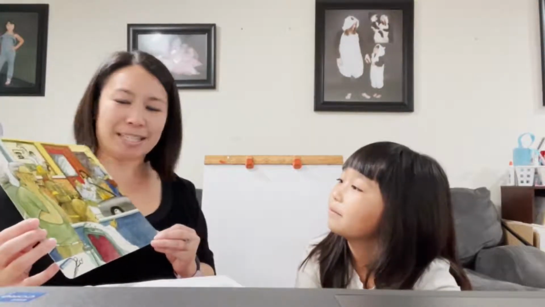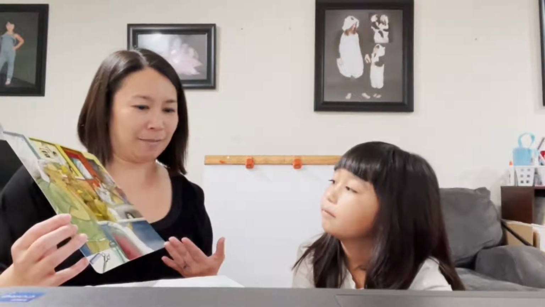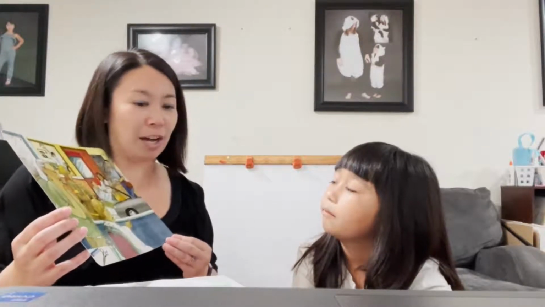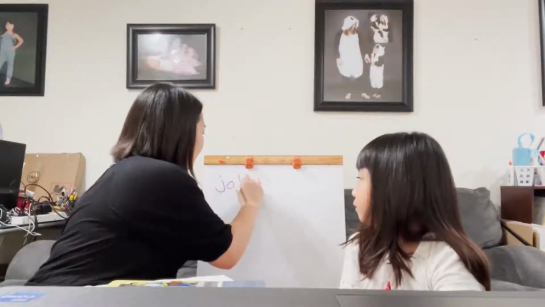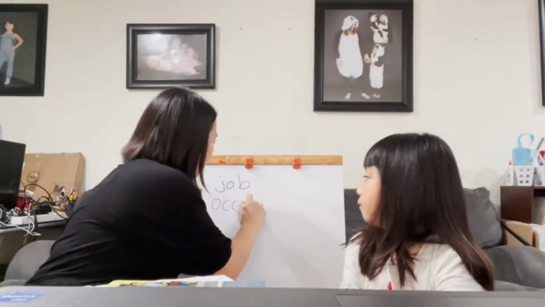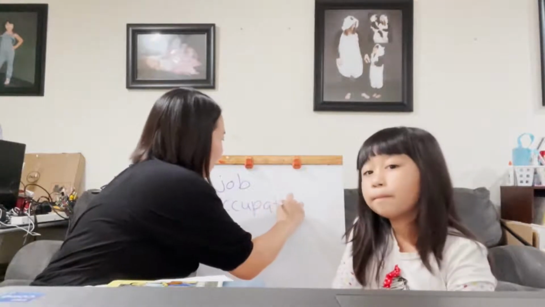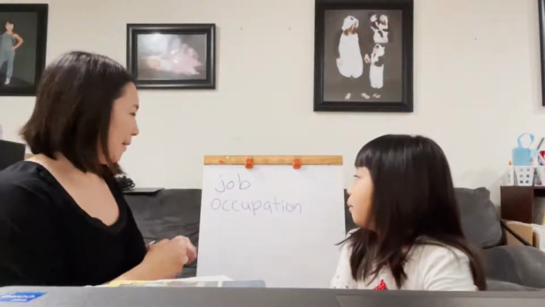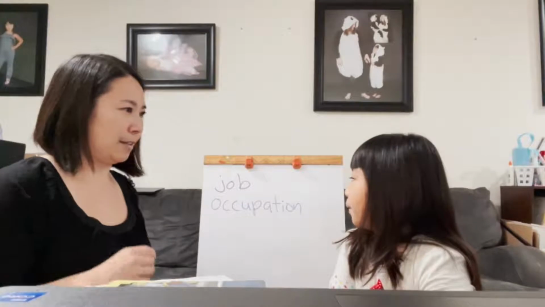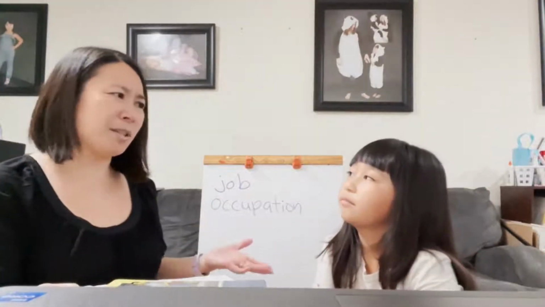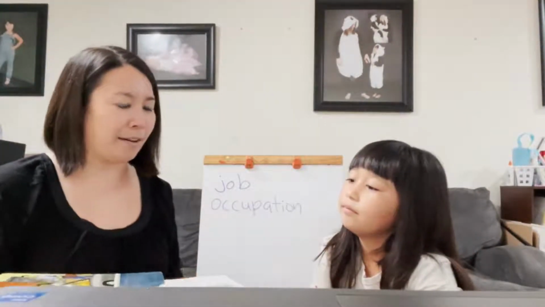All right, Saida. This picture shows an accident on the street. You can see many people in this picture. They are doing many different jobs. Another word for job is occupation. Okay, let's write that on the board. So job and occupation. Can you repeat after me? Job. Job. Occupation. Occupation.